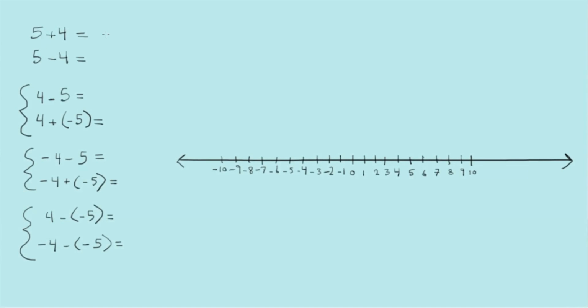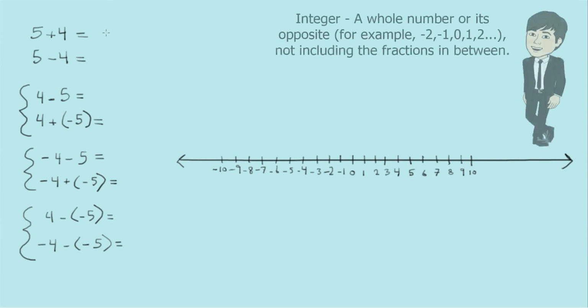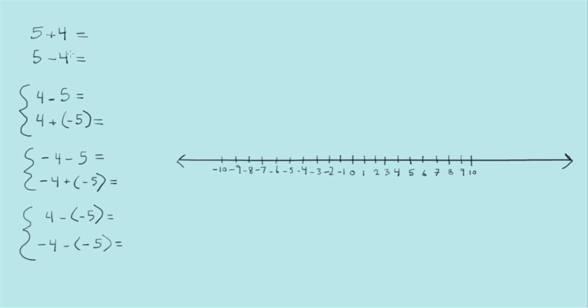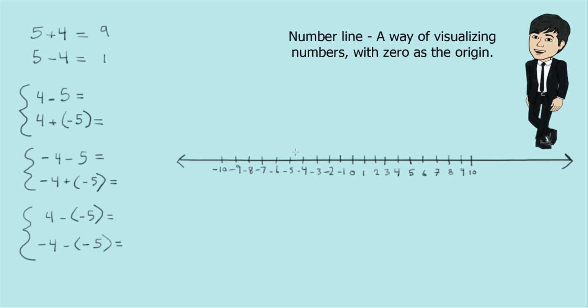This is a short review of adding and subtracting integers. You guys are familiar with expressions like 5 plus 4 and 5 minus 4, and you can simplify them fairly easily. Today we're going to be going over examples that are a little bit more complex, and we're going to be using the number line to help us.